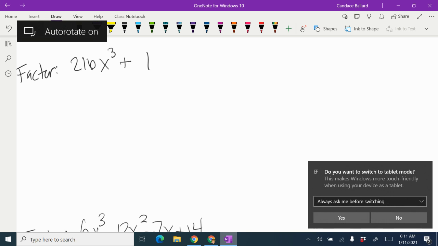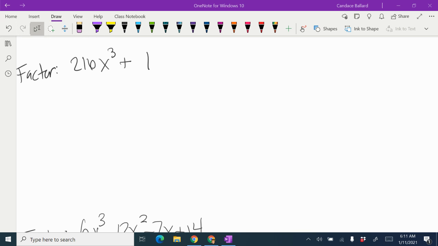In this video, we're going to factor with cubes. So when I'm factoring, I ask myself a list of questions. The first thing I ask is, is there a greatest common factor? And the answer is no. The second thing I do is I look at the number of terms. So I notice that my number of terms is 2.